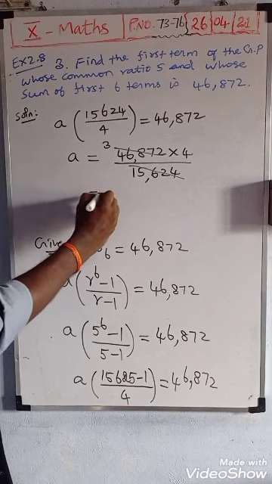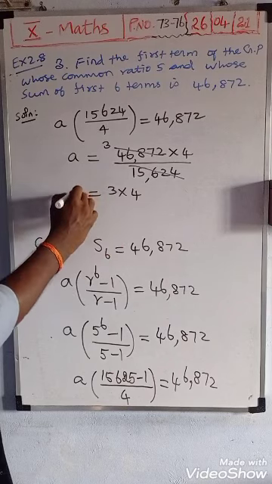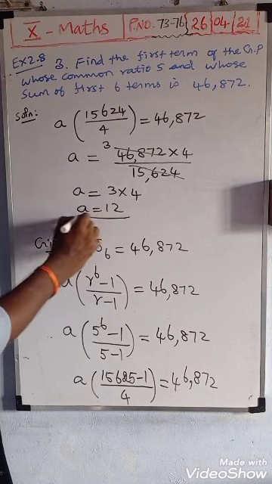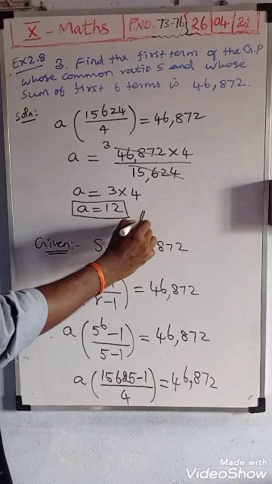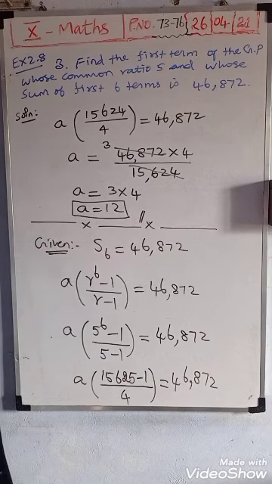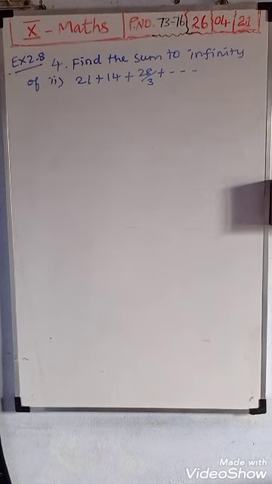Therefore, a is equal to 3 into 4. Okay, a is equal to 3 into 4, so a is equal to 12. So the sum of 6 terms is given, so you substitute the common ratio and the S6 value, and we received the first term. Therefore, the first term a is equal to 12. Okay, that's all.